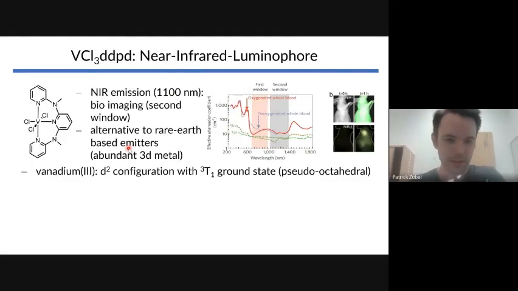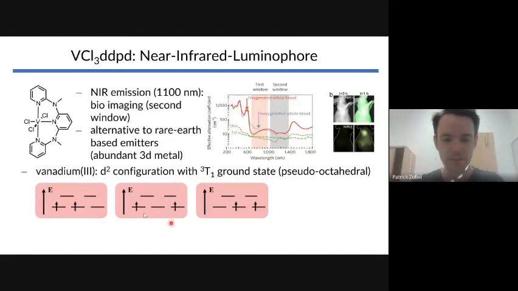But the problem when you want to study these kinds of systems is they have a very complicated electronic structure. So vanadium(III) has a d2 configuration, which means, if you look in an octahedral symmetry, it has a triplet T ground state, which means basically you have 3 degenerate configurations which contribute to your ground state. So it's not just one ground state, but actually 3 ground states at more or less the same energy. Or it's a little bit split if you think it's not perfectly octahedral, but only pseudo-octahedral.